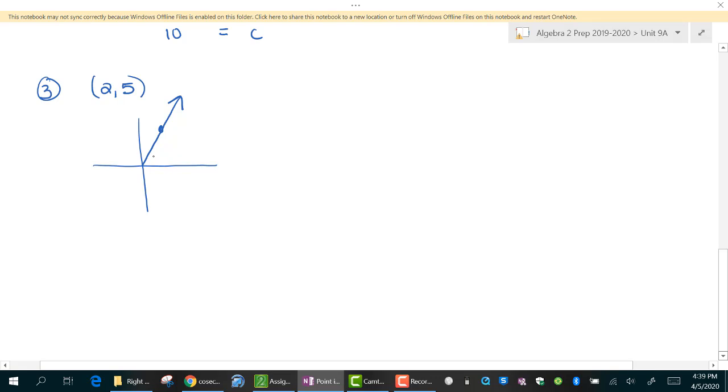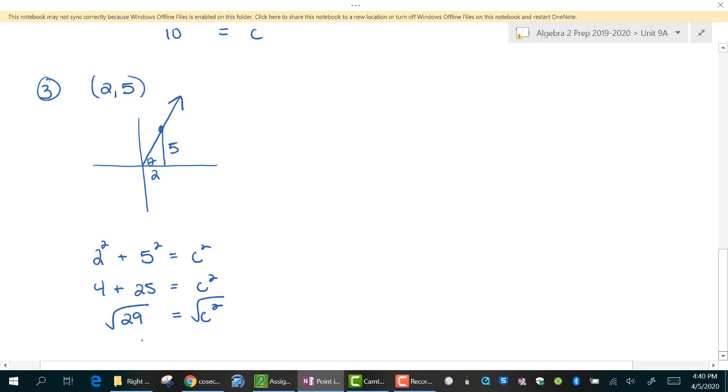Again, I want to create a triangle with the x-axis. So I'm going to draw a vertical line straight down. So I went right 2, up 5. My angle goes right here. I need to figure out the hypotenuse. So I use Pythagorean theorem, 2 squared plus 5 squared equals c squared. So I end up with 4 plus 25 equals c squared. So 29. So I go to take the square root of both sides.